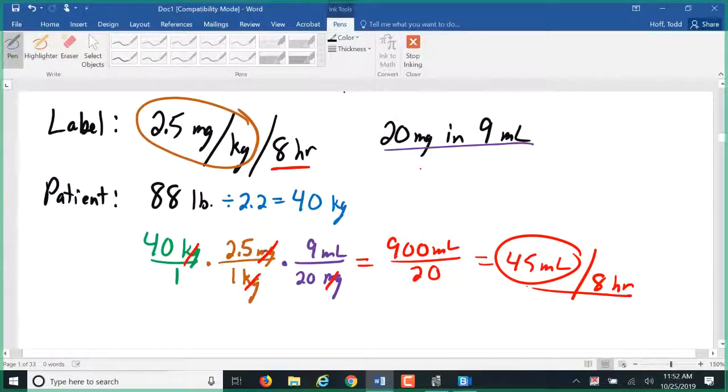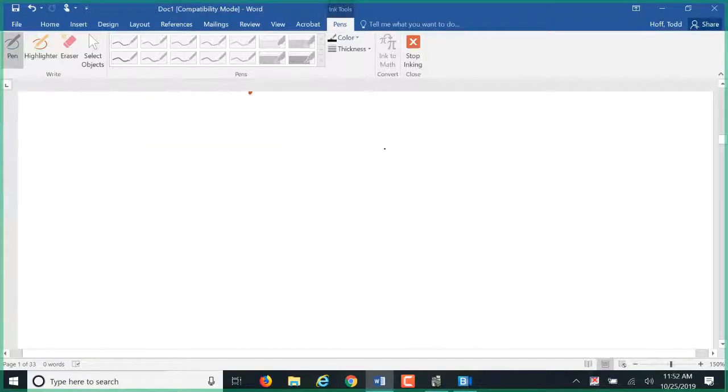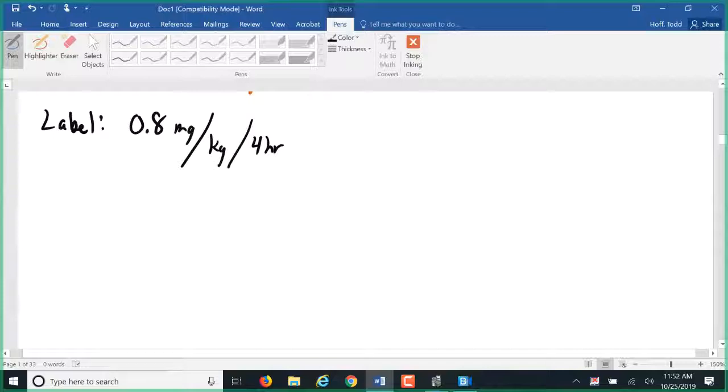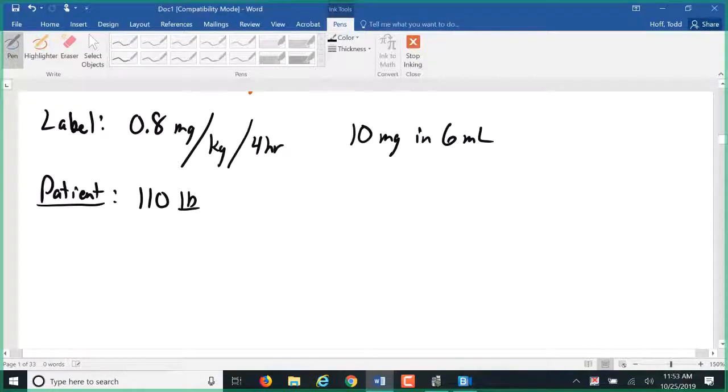Have you guys tried one? So our label tells us that this is 0.8 milligrams per kilogram, 4 hours, and that we have a concentration, 10 milligrams, 6 milliliters. We have a patient coming in at 110. Find the amount of milliliters of fluid you should administer to that patient.